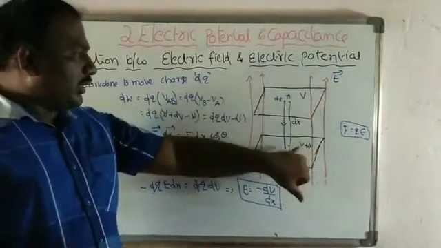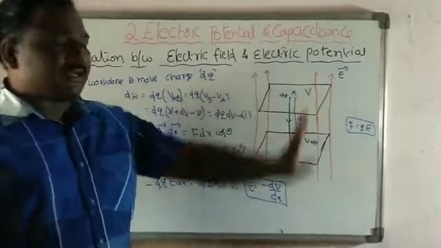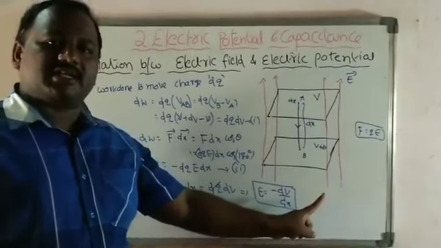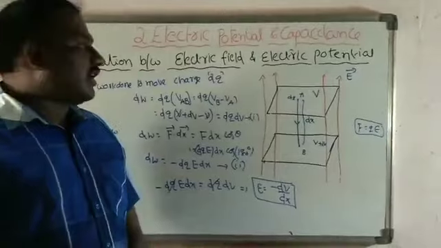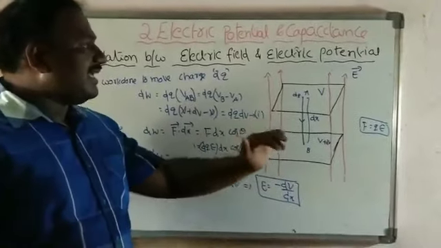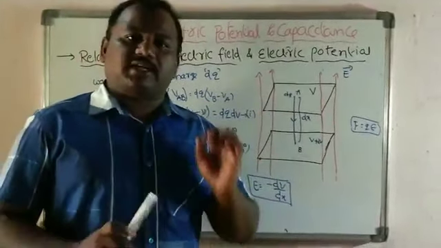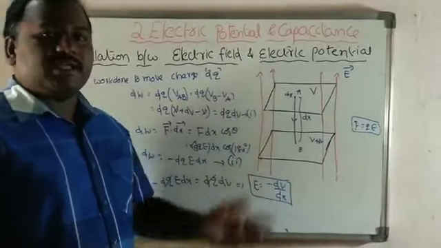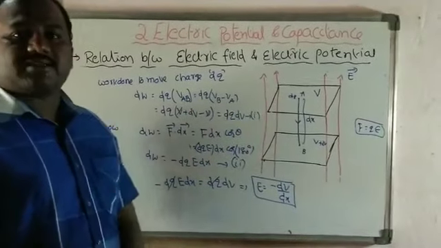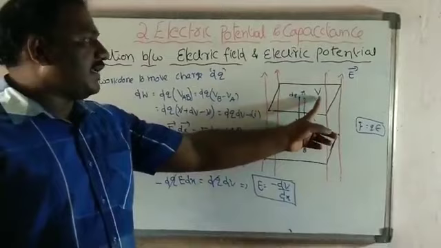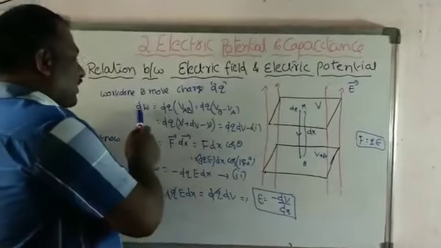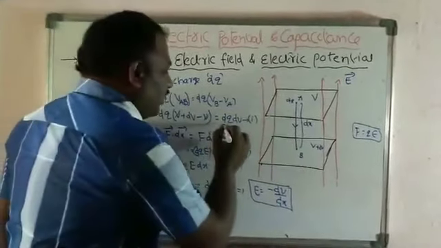I consider two equipotential surfaces placed in an electric field. One surface has potential V, the other has potential V plus dV. I want to move a charge from point A to point B, and we have to find the relation between E and V. For that we consider the work done. The work done to move a charge from A to B is the charge into the potential difference, dq into (VB minus VA). Here VA is V and VB is V plus dV. Substituting, the work done to move the charge is dq into dV.